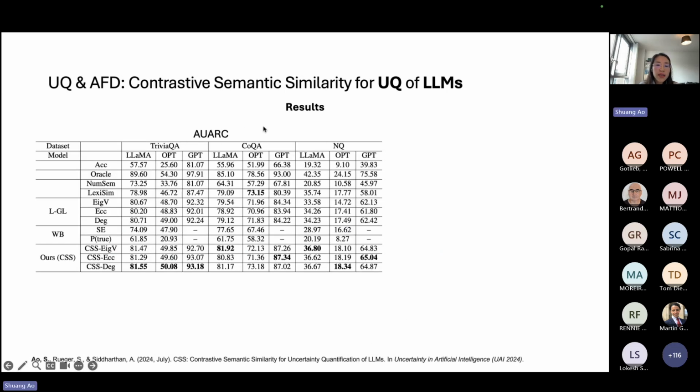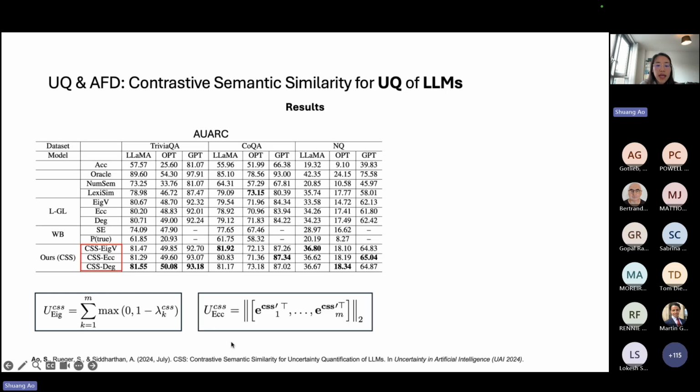For the AUARC, this means the area under the accuracy-rejection curve, which is previously the risk coverage curve I showed you. We use the datasets TriviaQA, CoQA, and NQ, and we use three different large language models. This one is GPT-3.5, so the API way. We compare all these different methods, and this is ours, because we utilize spectral clustering. So it utilizes the eigenvalue, eccentricity, and the degree matrix.